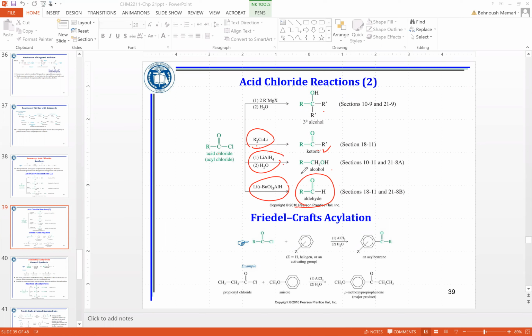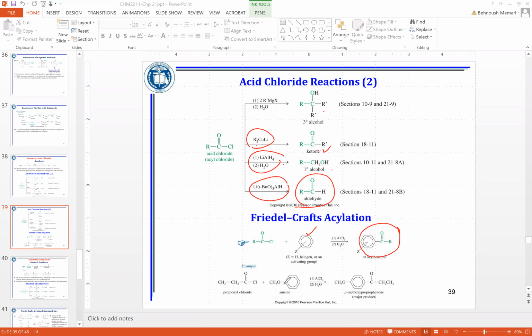Other reactions of the acid chloride include acylation. You can use it for acylation with the benzene ring. You are basically adding an acyl group, or making a phenyl ketone. So you have to have the benzene ring here, and you're making a phenyl ketone.